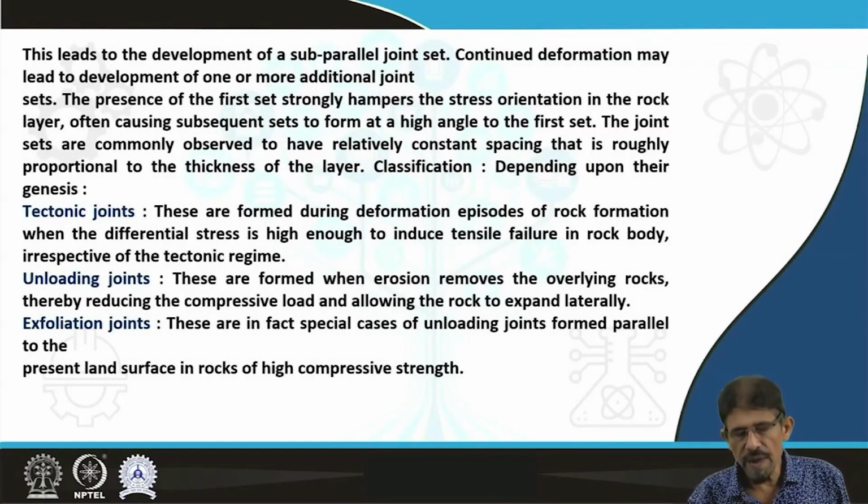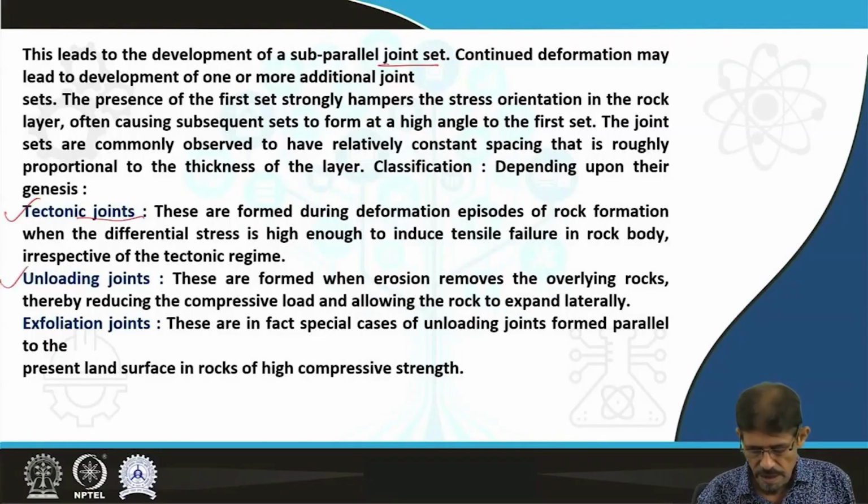Beside this, we have another type of structure called a joint. A joint has no displacement; it is simply a fracture. Joints may be of tectonic origin, related to tectonic forces, and there are unloading joints, which form when stress is released due to erosion and due to excavation of strata.